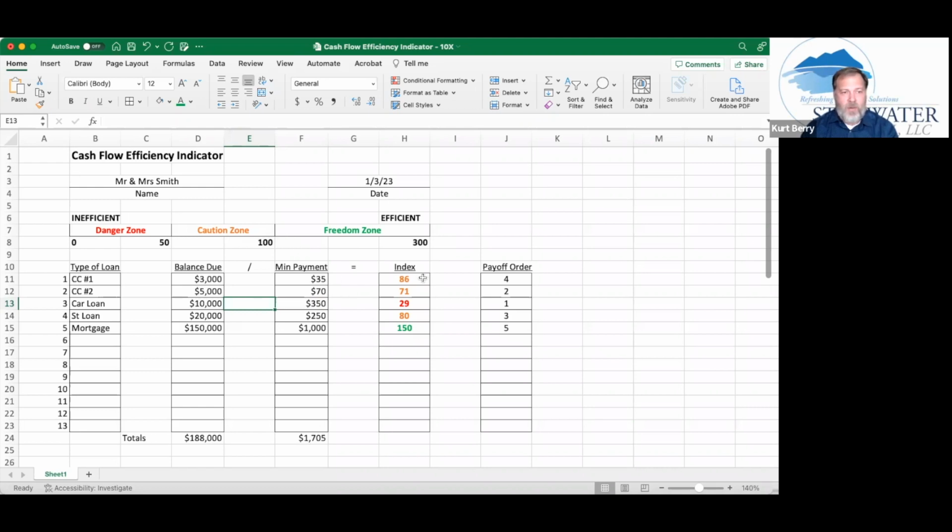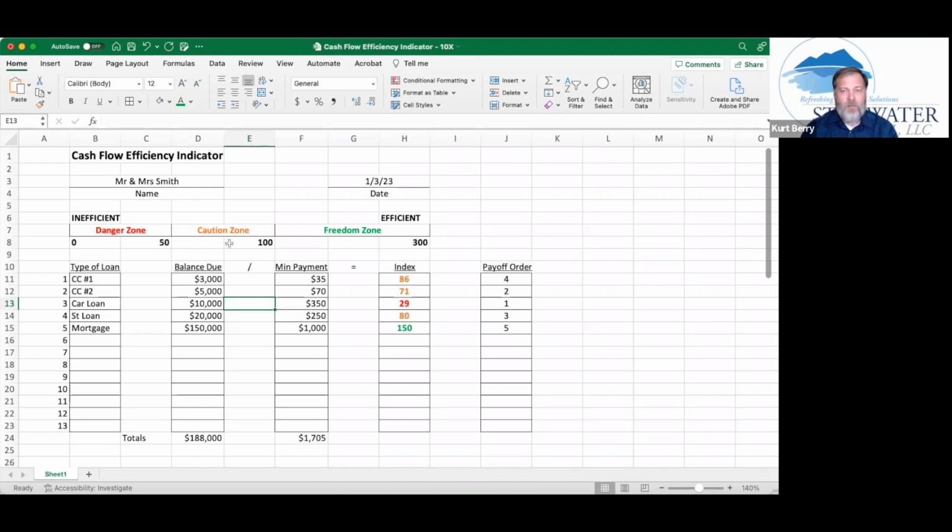Let's just start at the top. The credit card number one has a score of 86. In our chart, anything that's between 0 and 50, called the danger zone, is a loan that we probably should just try to figure out how to get rid of as fast as possible. Is there a way to pay it off and just be done with it? If it's between 50 and 100, that's the caution zone. That means it's a loan maybe we should think about reconfiguring.